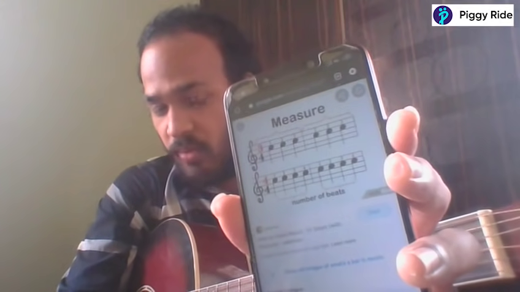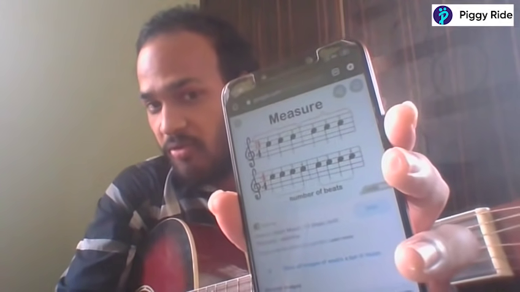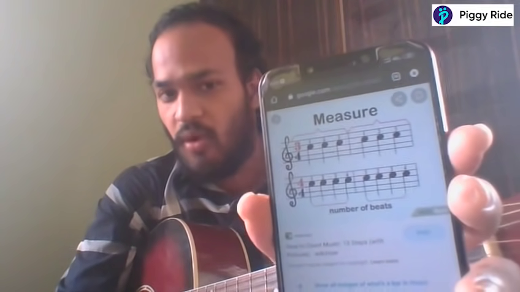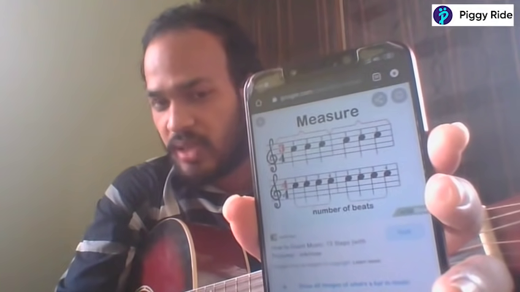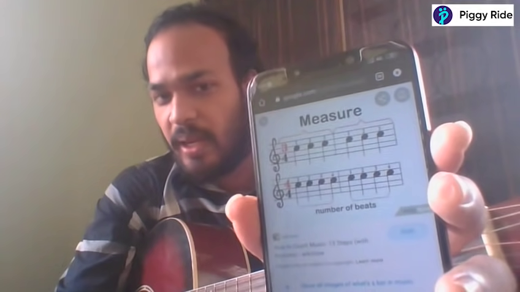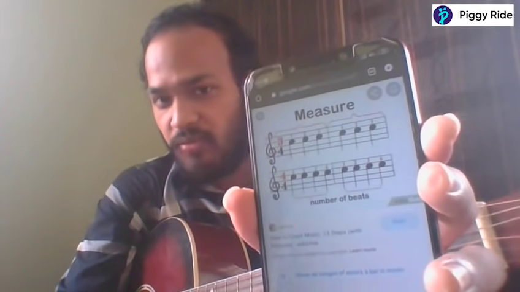Now let us look at 4 by 4. Coming to the second one, 4 by 4. It contains how many beats? 4 beats. You can see 1 2 3 4. And what is the upper 4? The upper 4 is the number of beats played in a bar. So 1 2 3 4, we are playing 4 beats.